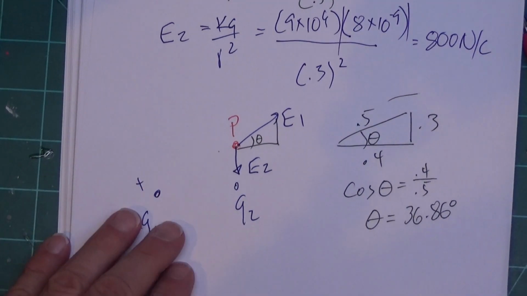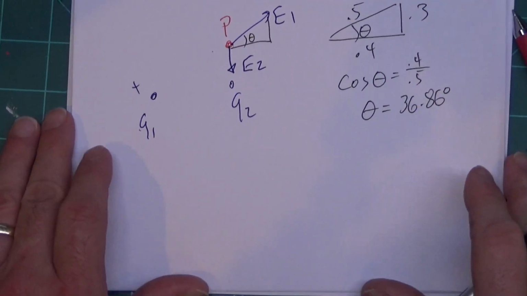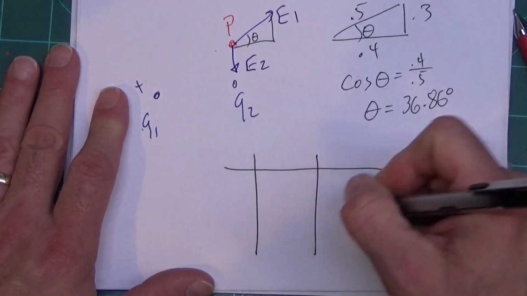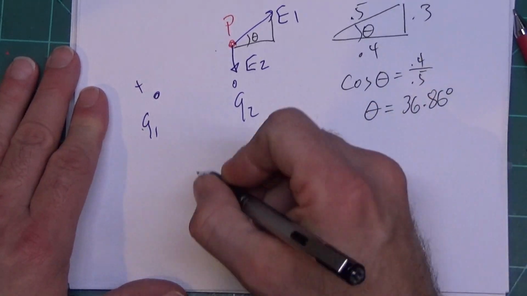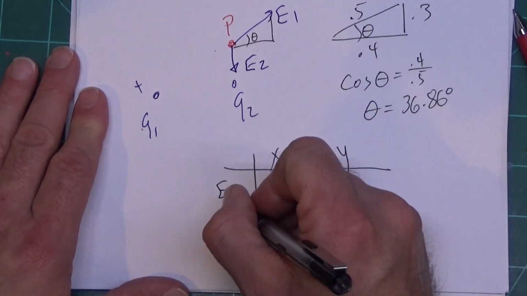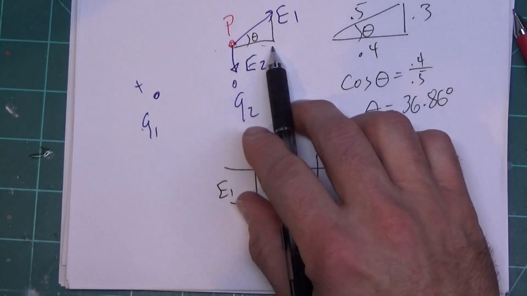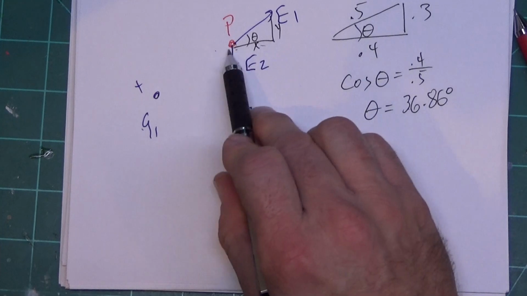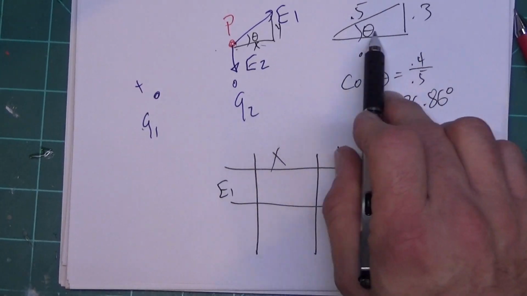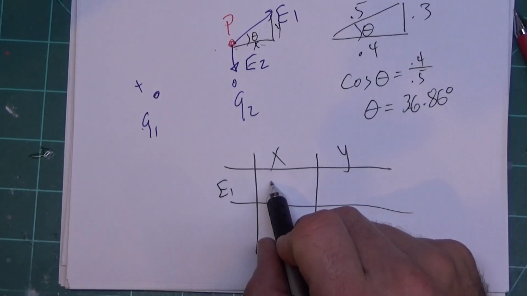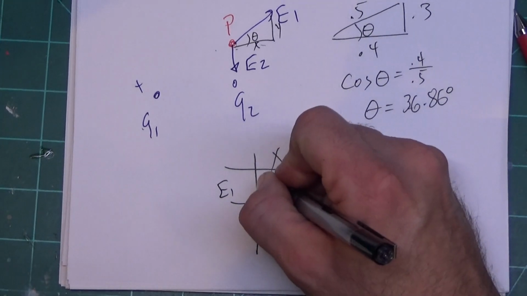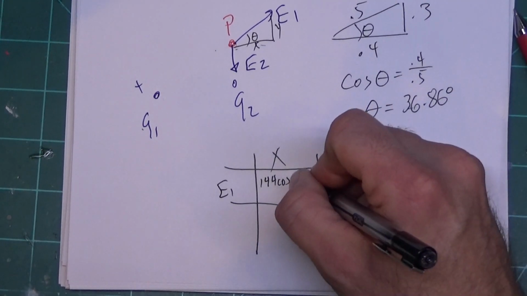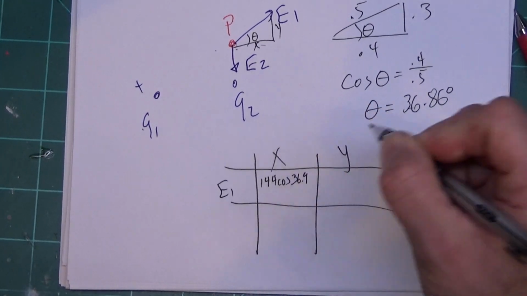Okay? So now making a vector table out of this, because that's what we're going to do to get our answer. We have x, y. We have E1. E1's going to have sines and cosines on it. The x component of E1 is going to be cosine. The y component is going to be sine. We know this is cosine because we're adjacent to my angle. So my x component of E1 is going to be 144 cosine 36.8. Actually 36.9.